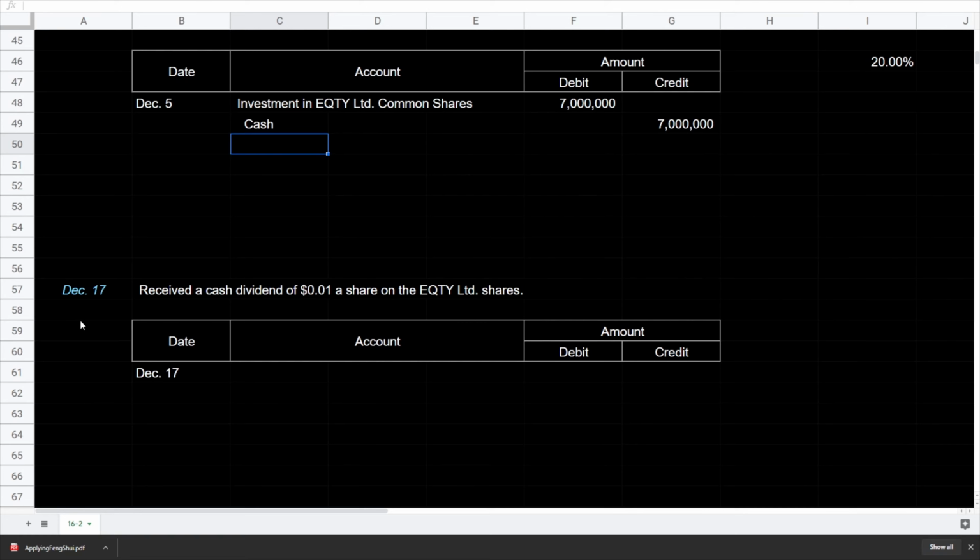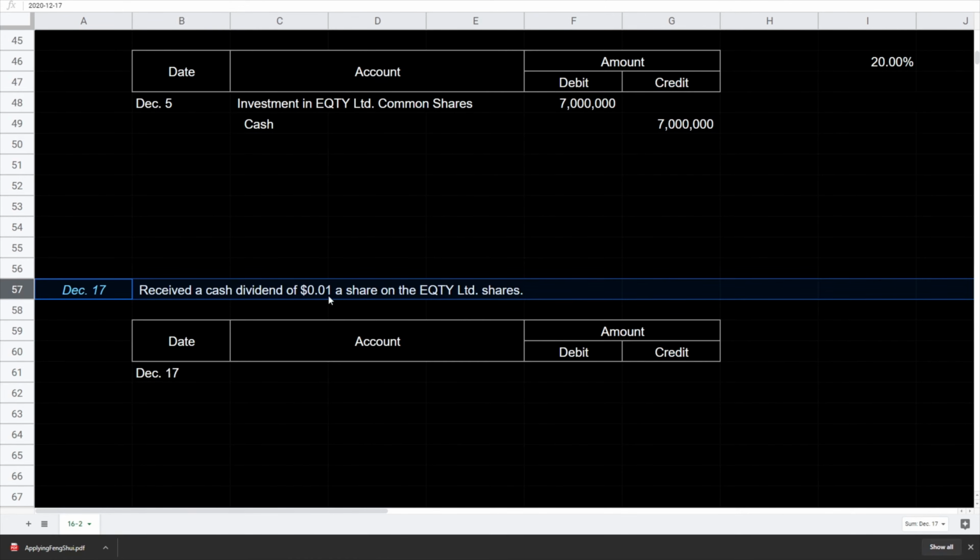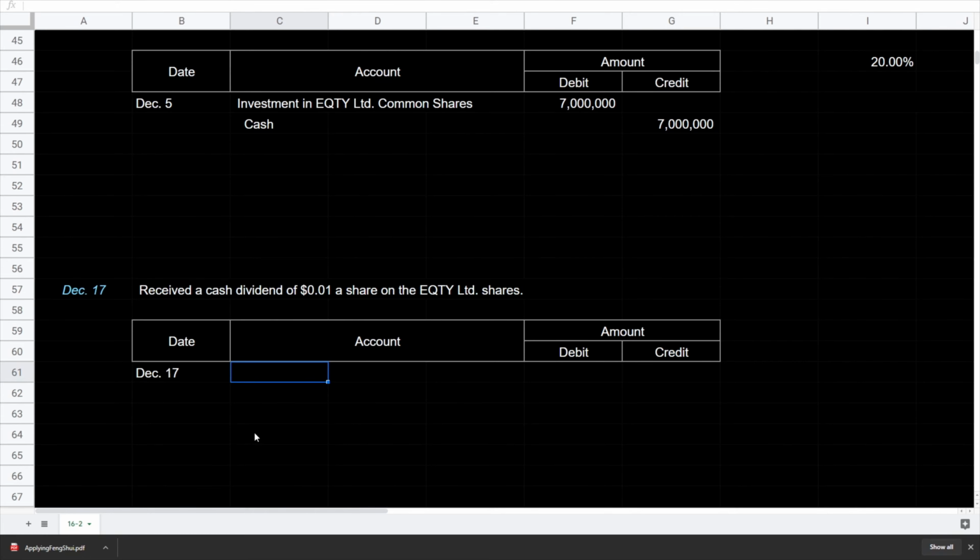Moving on to the next transaction. Received a cash dividend of a penny a share on the EQTY Limited shares. So in the equity method, we would receive the dividend by debiting cash if it's a cash dividend. Remember, we have 2 million shares multiplied in this case by a penny a share.